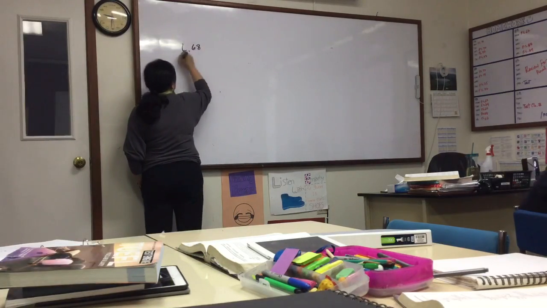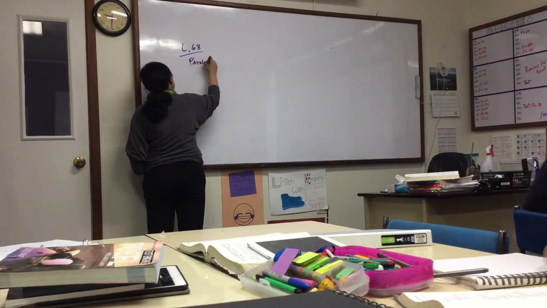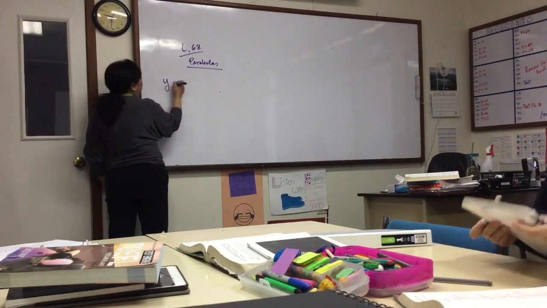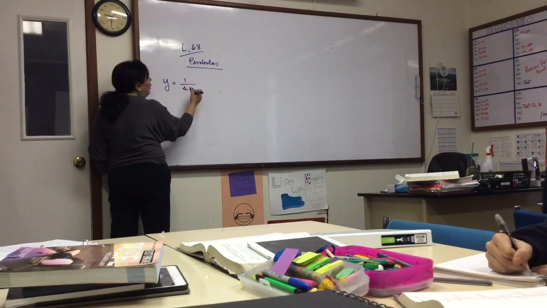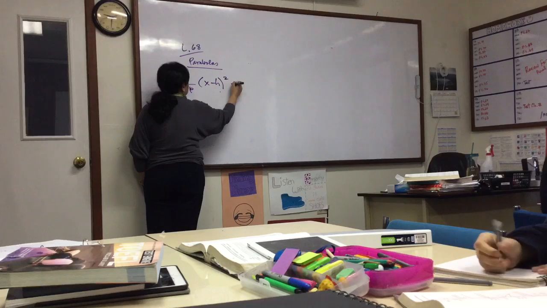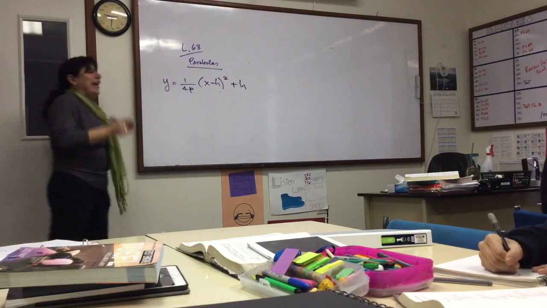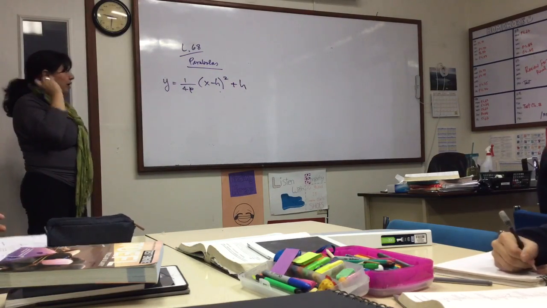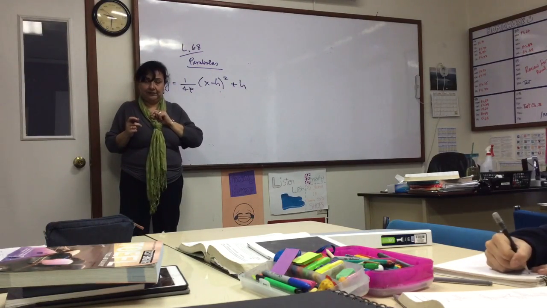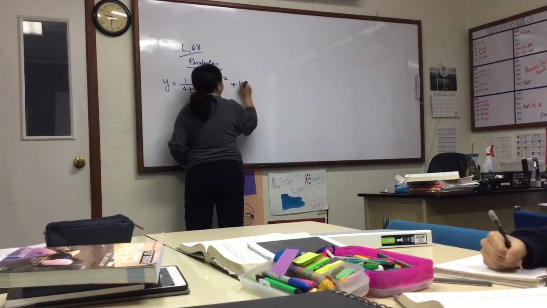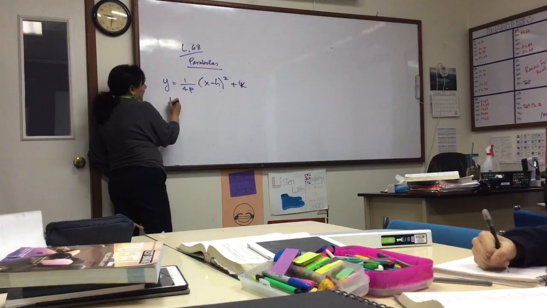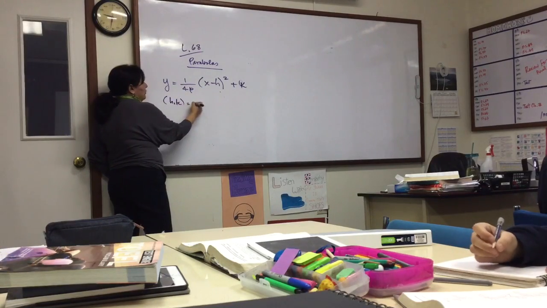Parabolas. I will say this again because I'm sure I already did. I gave you the full formula last time, remember? Saxon only gives you as if this were at the origin. It's H comma K. And you remember that we said that H comma K was the vertex.